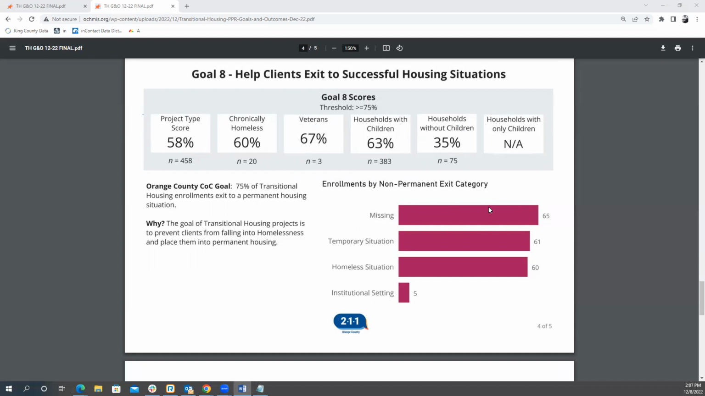This is usually due to clients disappearing or otherwise not wanting to share where they're going with the provider. And this is fairly typical in terms of the percentage of missing data, but just a reminder to try to build those relationships with clients as much as possible so that they want to share where they're exiting to, to try and improve this as much as possible.